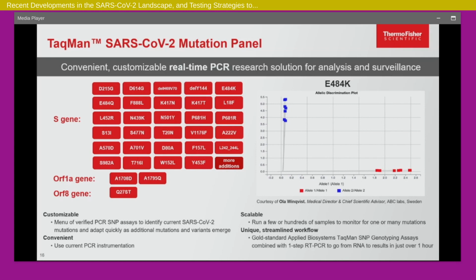You can see this is an amplification plot showing specifically the E484K. What you see here is the wild type, and the assay is a binary assay: either you see the wild type or you see the mutant. Here you can see a clear, specific separation between the mutant and the wild type. If the curves are down, that's the wild type, and if it's up here, it's a mutant. So you can easily tell which one it is. This actually was from our collaborator from ABC Labs in Sweden. We have a poster if you want to stop by and see how Ola is using it in his lab for surveillance.